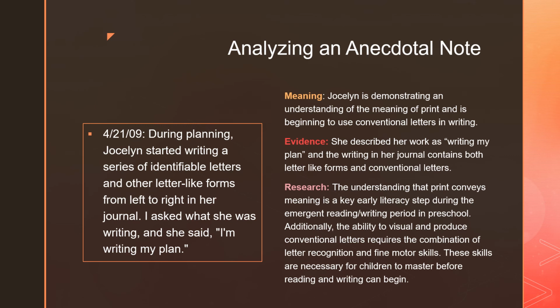The evidence I have is that she described her work as writing my plan, and the writing in her journal contains both letter-like forms and conventional letters. And the research that I have to support that is the understanding that print conveys meaning is a key early literacy step during the emergent reading and writing period in preschool. Additionally, the ability to visualize and produce conventional letters requires the combination of letter recognition and fine motor skills. These skills are necessary for children to master before reading and writing can begin.